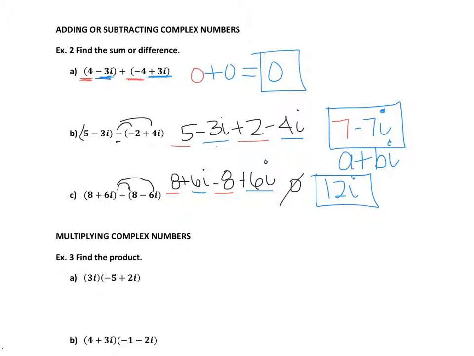Sometimes complex numbers only have the number. So it could be that you only wind up with a number, and sometimes you only wind up with an imaginary. And that's okay. That doesn't mean that you did it wrong. That just means that it's missing part of the complex number.